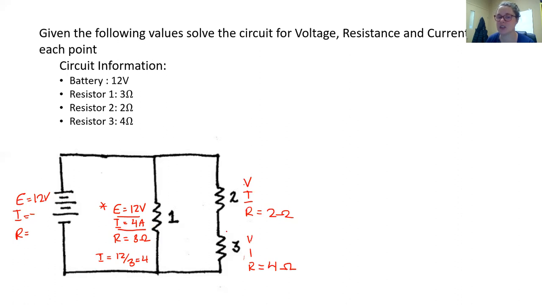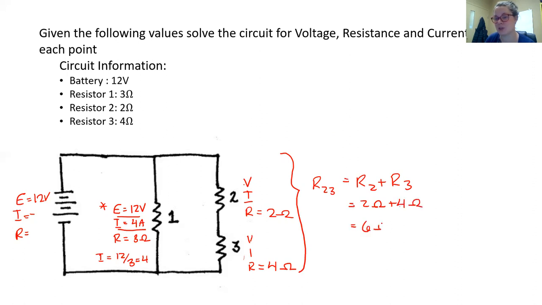So we need to figure out what is the total resistance in the circuit. Do you know how to combine resistor 2 and 3? Well, R2, R3, they're in parallel. I just said parallel. They're in series. Because they're in series, their resistances add. So it's going to be equal to R2 plus R3, which is equal to 2 ohms plus 4 ohms, which gives me 6 ohms altogether.